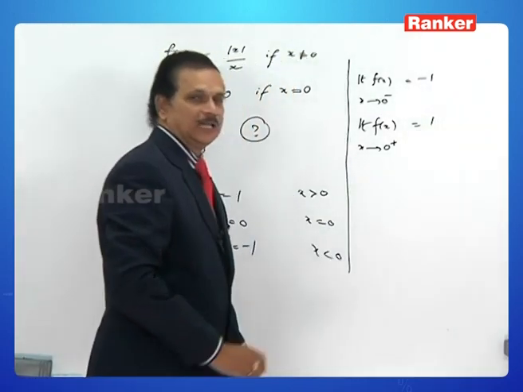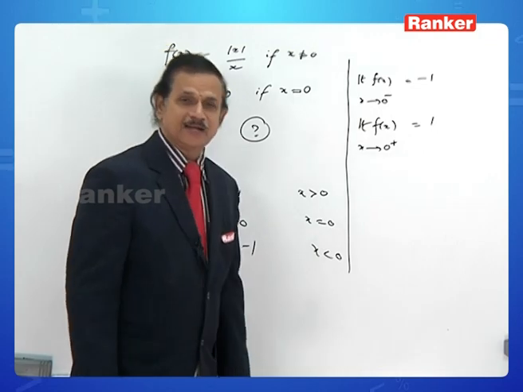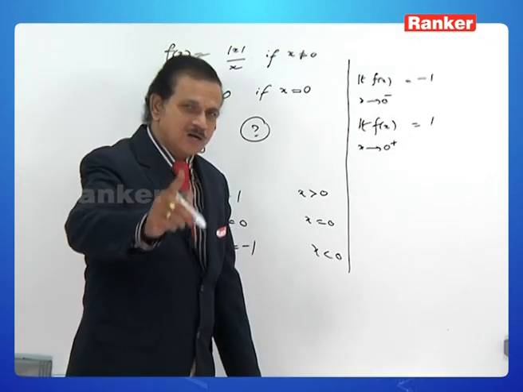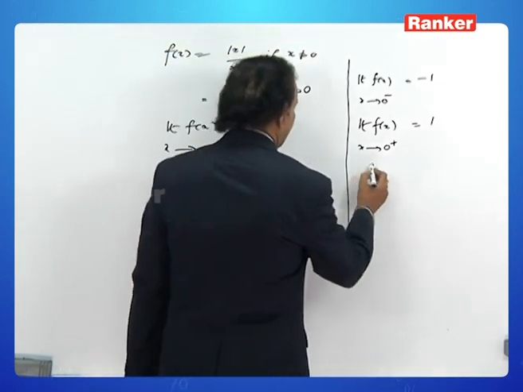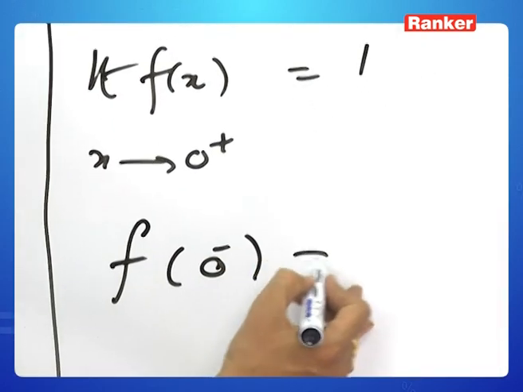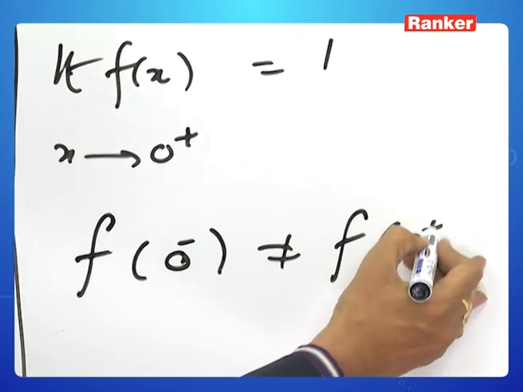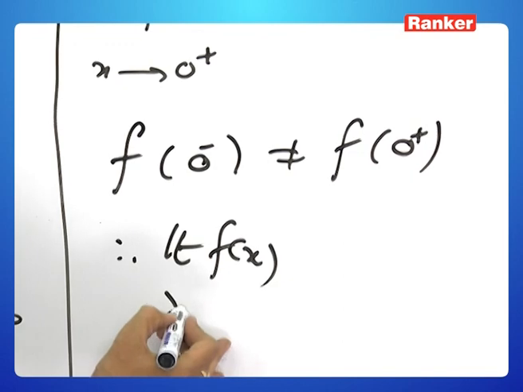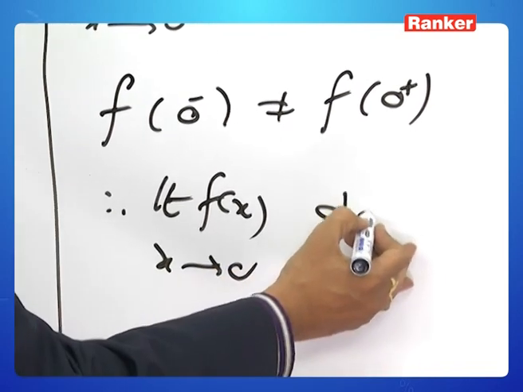What can you say? Left hand limit is minus 1. Right hand limit is plus 1. Both of them do exist but are not equal. Therefore, the limit of f of x as x tends to 0 from left is not equal to the limit from right. Therefore, limit of f of x as x tends to 0 does not exist.